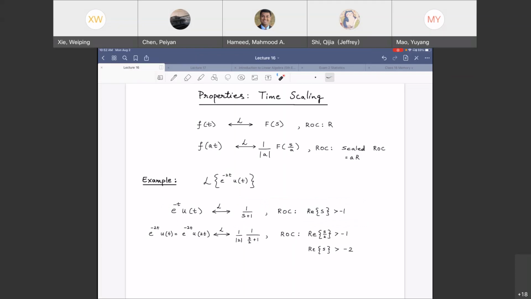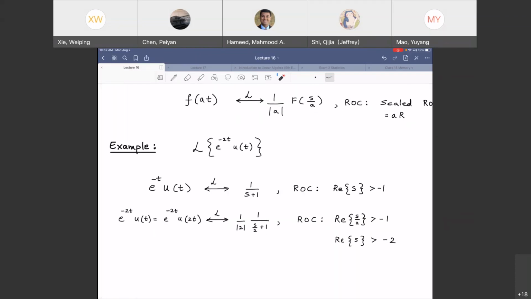Right? We looked at 1 over s plus a, 1 over s minus a, and we considered two values of a, plus or minus 1. One of those in that table is this. Now let's look at the signal that we actually want. e to the minus t u of t can be written as e to the minus 2t u of t, 2t. You guys believe that? You guys agree with that?